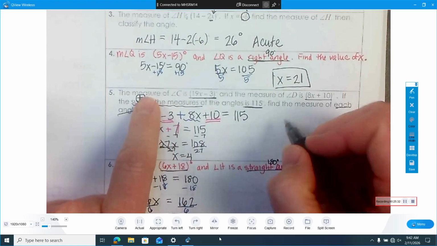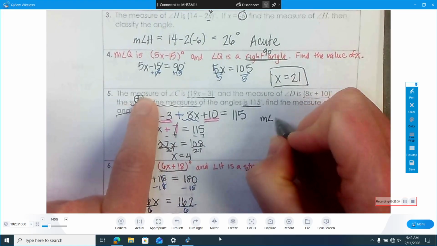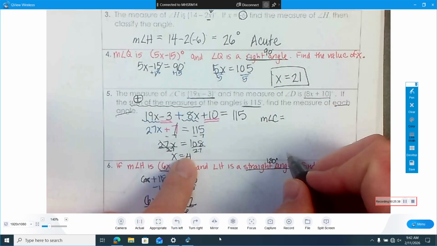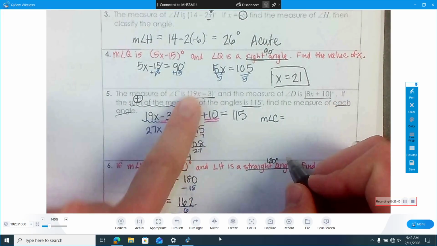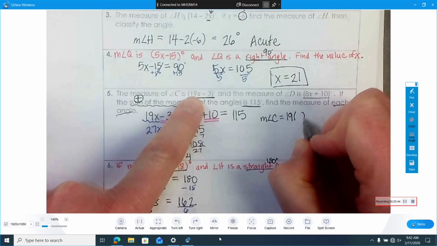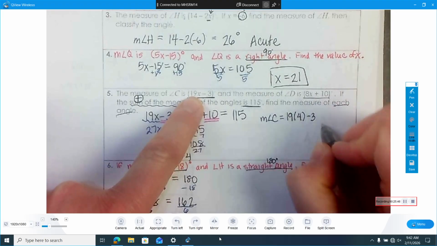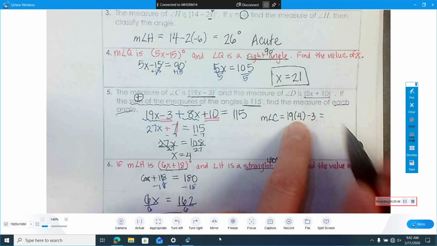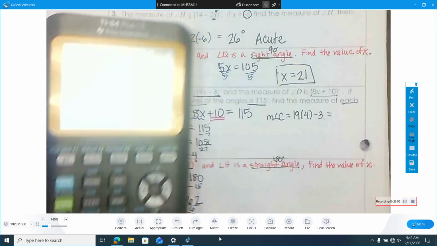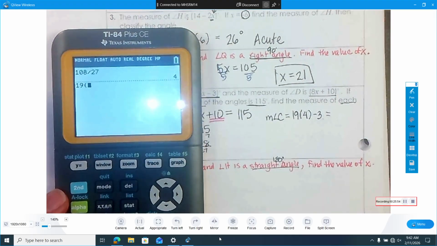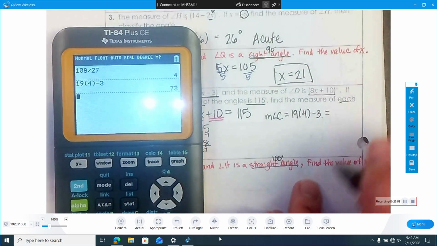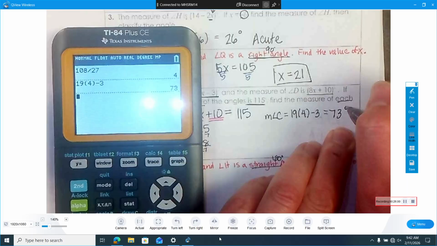Yeah, so it tells me the measure of angle C is 19x minus 3. So I got to take my value and plug it back in. So 19, plug in the 4, and subtract 3. Can I put that whole thing in my calculator? Yeah. That makes life really nice, doesn't it? Let's see. So 19, plug in the 4, and subtract 3. And I get 73 degrees.